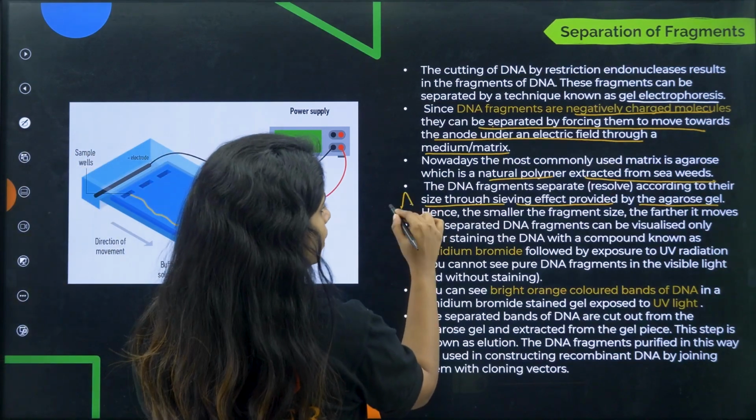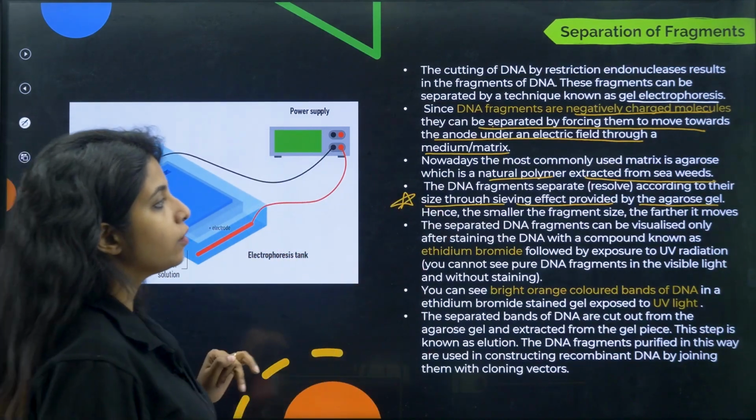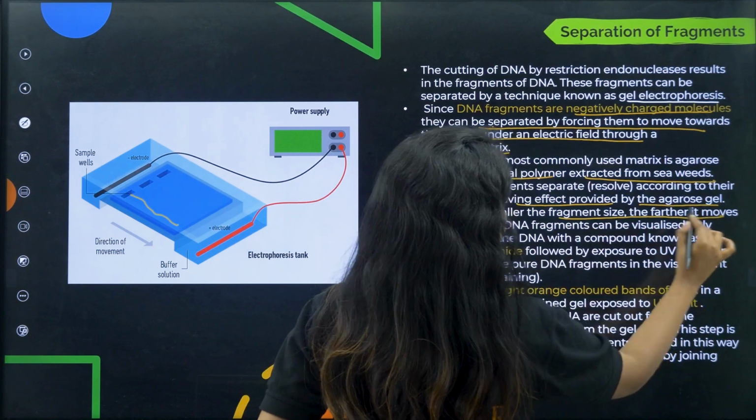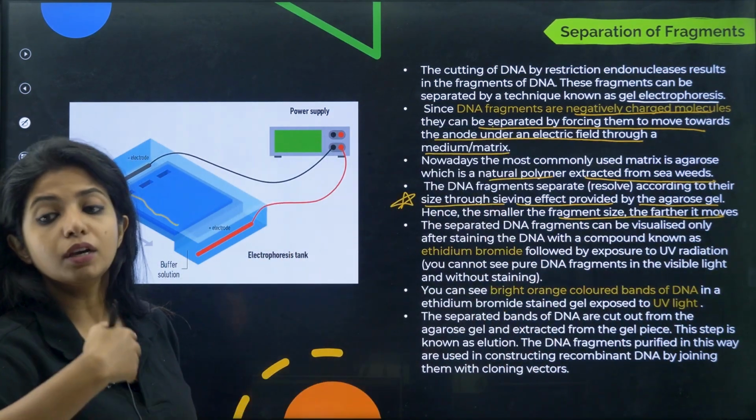Okay, how did I forget it? So this is an important thing. Hence, the smaller the fragment size, the farther it will move. The farther it will be moving.